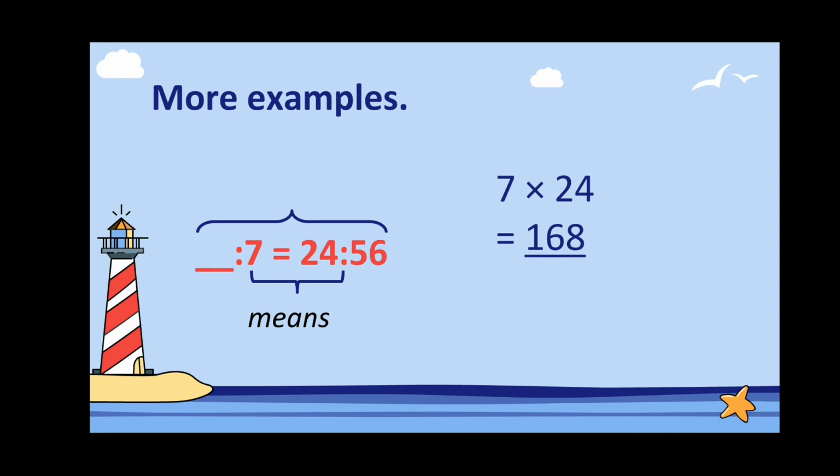So, paano ang gagawin natin? So, we're going to divide the product of the means, which is 168, by one of the given extremes, which is 56. So, we have 168 divided by 56. And yung magiging answer dito, siya yung missing term. And that is 3. So, the missing extreme is 3. So, therefore, ang ating equivalent ratios ay 3 to 7 equals 24 to 56.